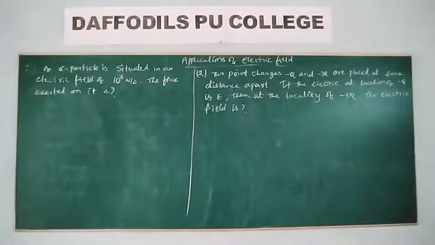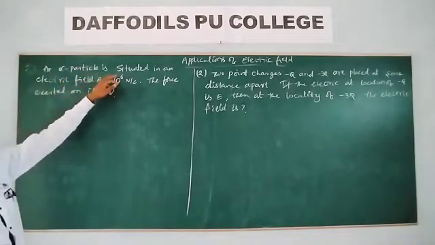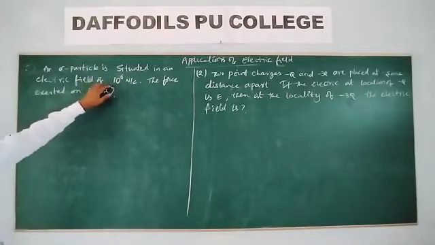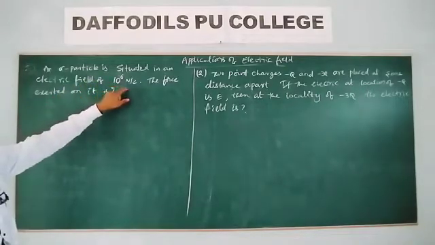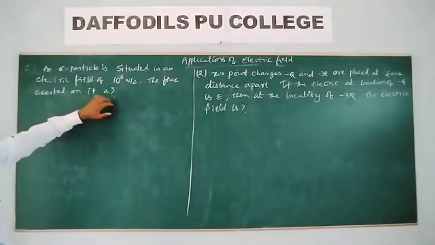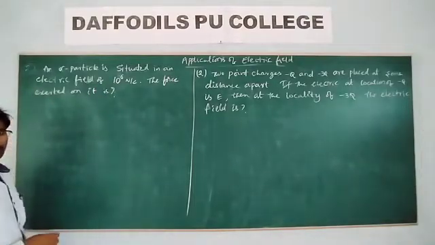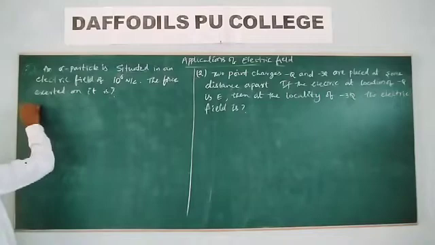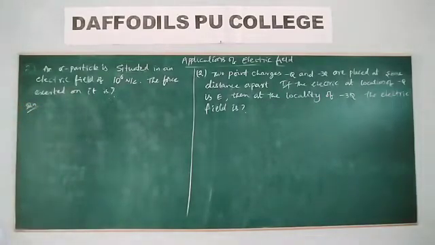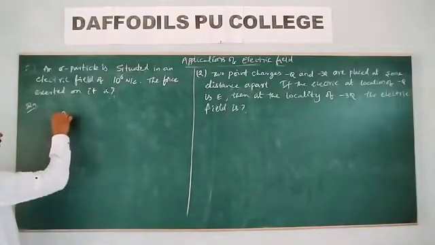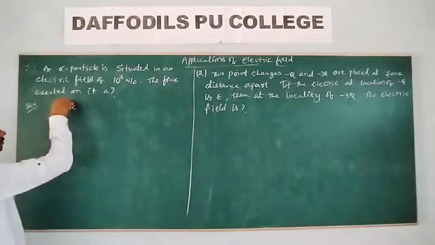Let me discuss one more example. An alpha particle is situated in an electric field of 10 power 6 Newton per coulomb. The force exerted on it is. So let me see here, alpha particle. What do you mean by the alpha particle? What is the charge of the alpha particle? Alpha particle means what? 2He4.